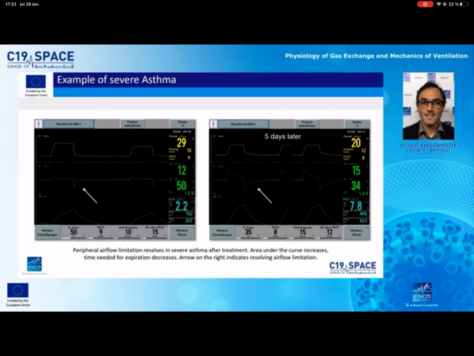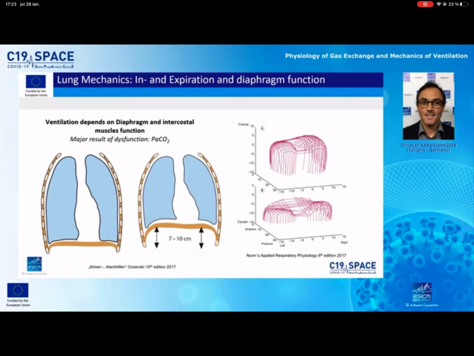There is once more a much better flow in the lung, and the area over this curve here definitely improved during these 5 days. As a result, you can see that the tidal volume increased from roundabout 150 ml to more than 500 ml. In regard to your COVID patient, I guess it's very important always to look at the flow curve of the ventilator and to see if the patient has enough time to expire and if there is any airflow limitation. So how do we get the air in and out of the lungs?